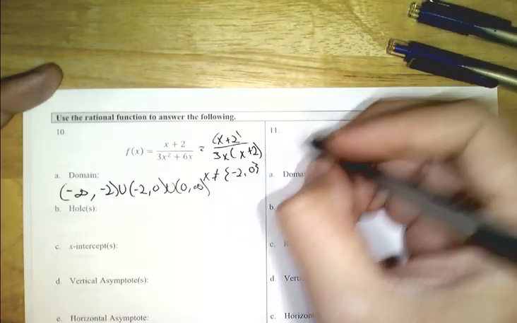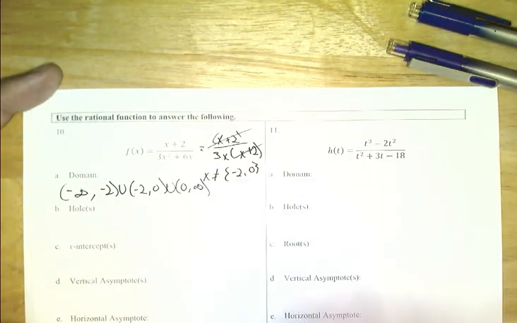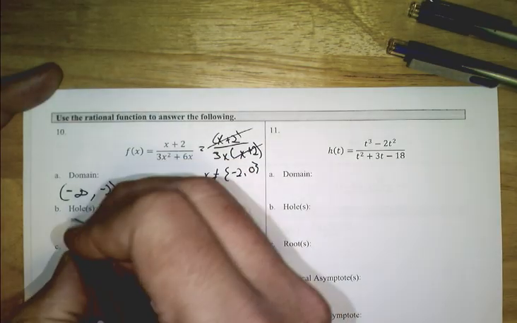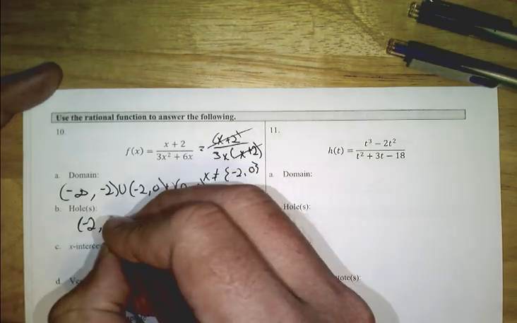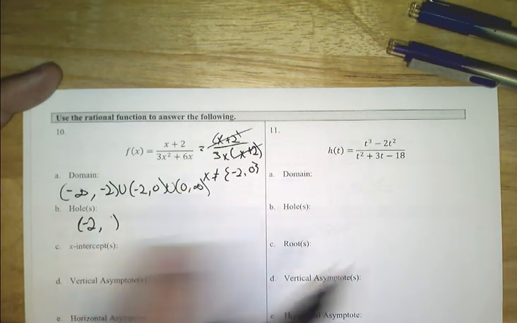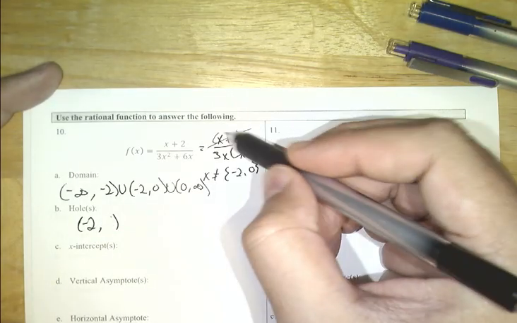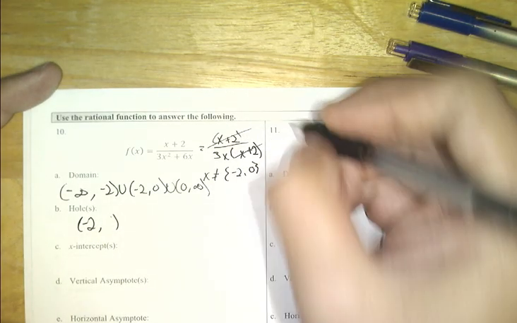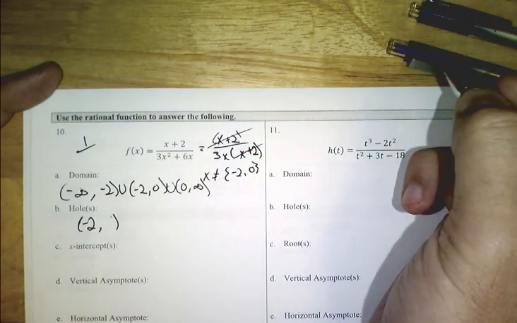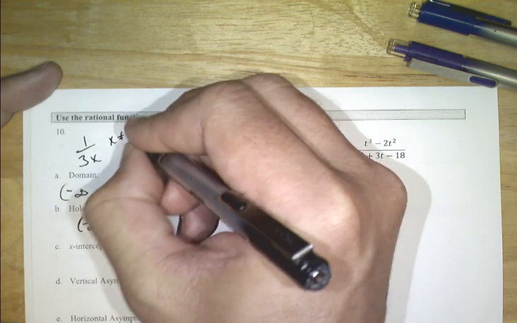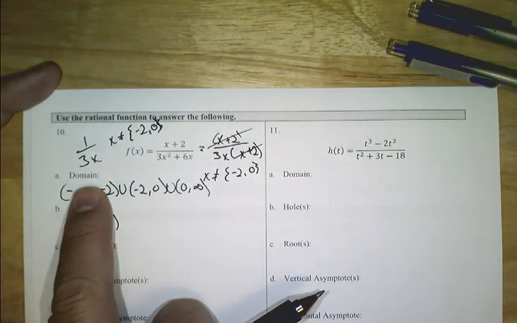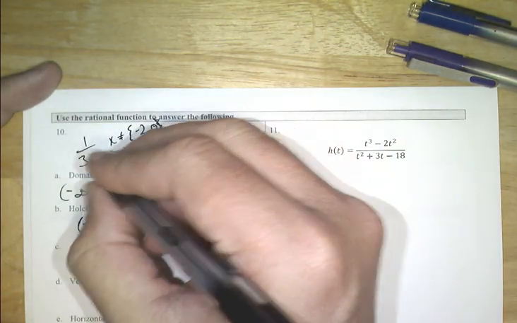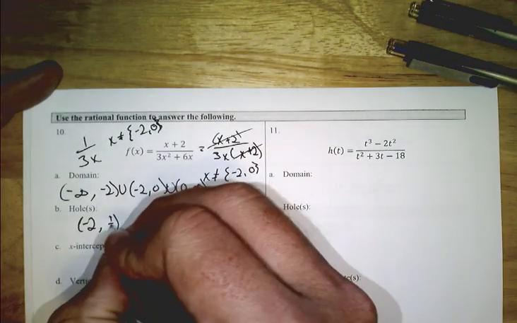Next up are the holes. So x plus 2 cancels out with x plus 2. So we should have a hole at negative 2, comma. That's the x value, so we need the y value. So I plug in negative 2 everywhere there is an x. My simplified version is 1 over 3x, where x can't be negative 2 or 0. So if I plug in negative 2 here, I get 1 over negative 6, so negative 1/6.